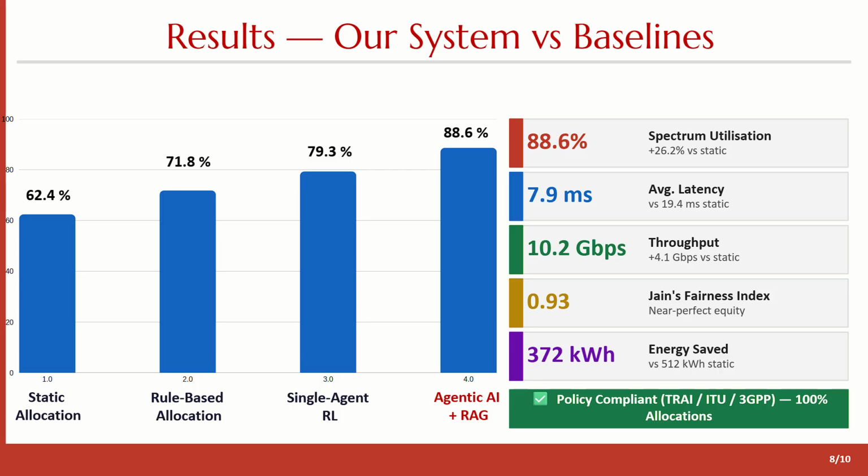Another key metric is fairness. We achieved a Jain fairness index of 0.93, which is very close to ideal distribution. This means spectrum is not just efficiently used, but also distributed equally across all the regions. We also observed energy savings, which makes the system more sustainable. And importantly, all the decisions were 100% policy compliant, which is critical for the real world deployment. So overall, our system improves efficiency, fairness, and reliability all at the same time.